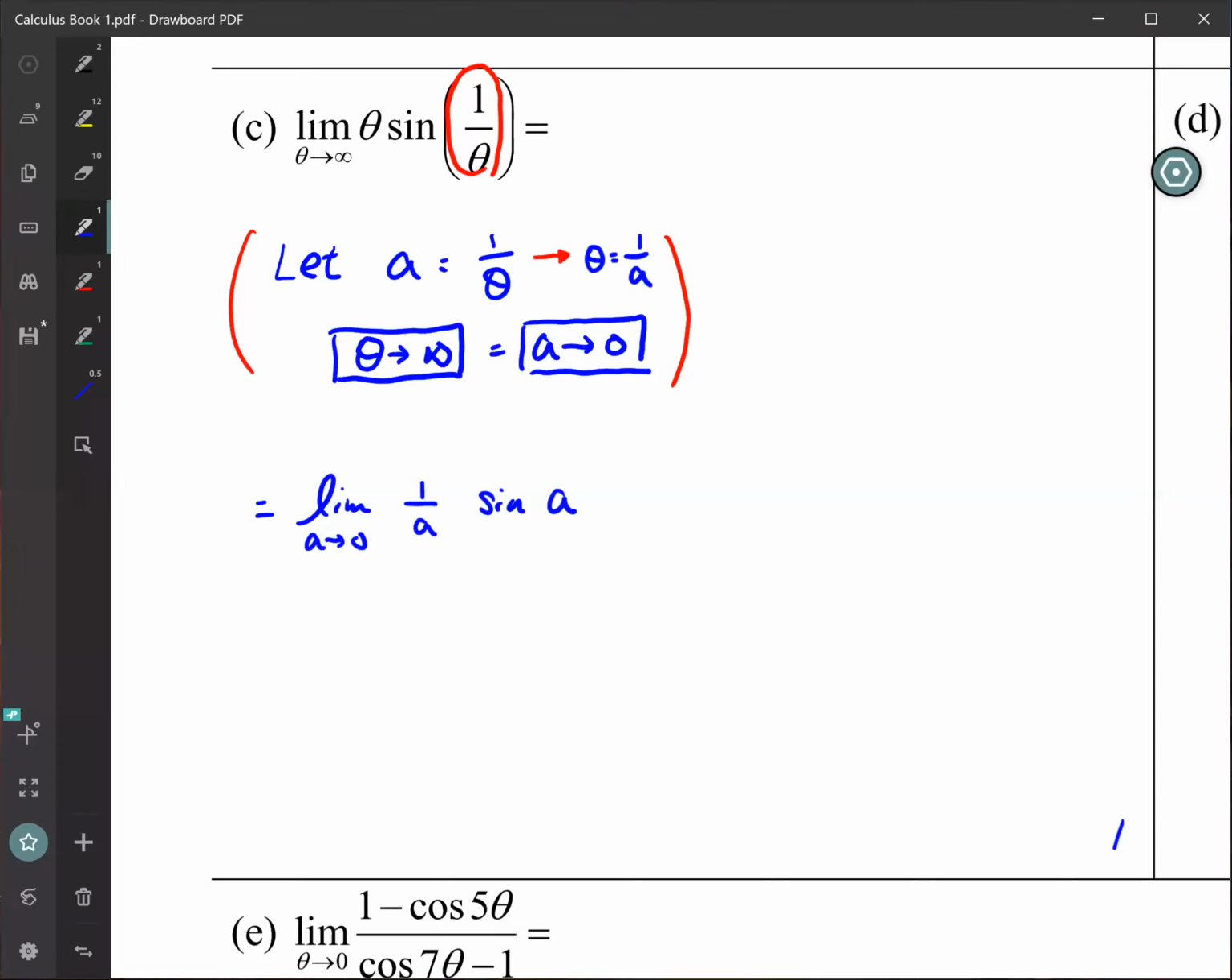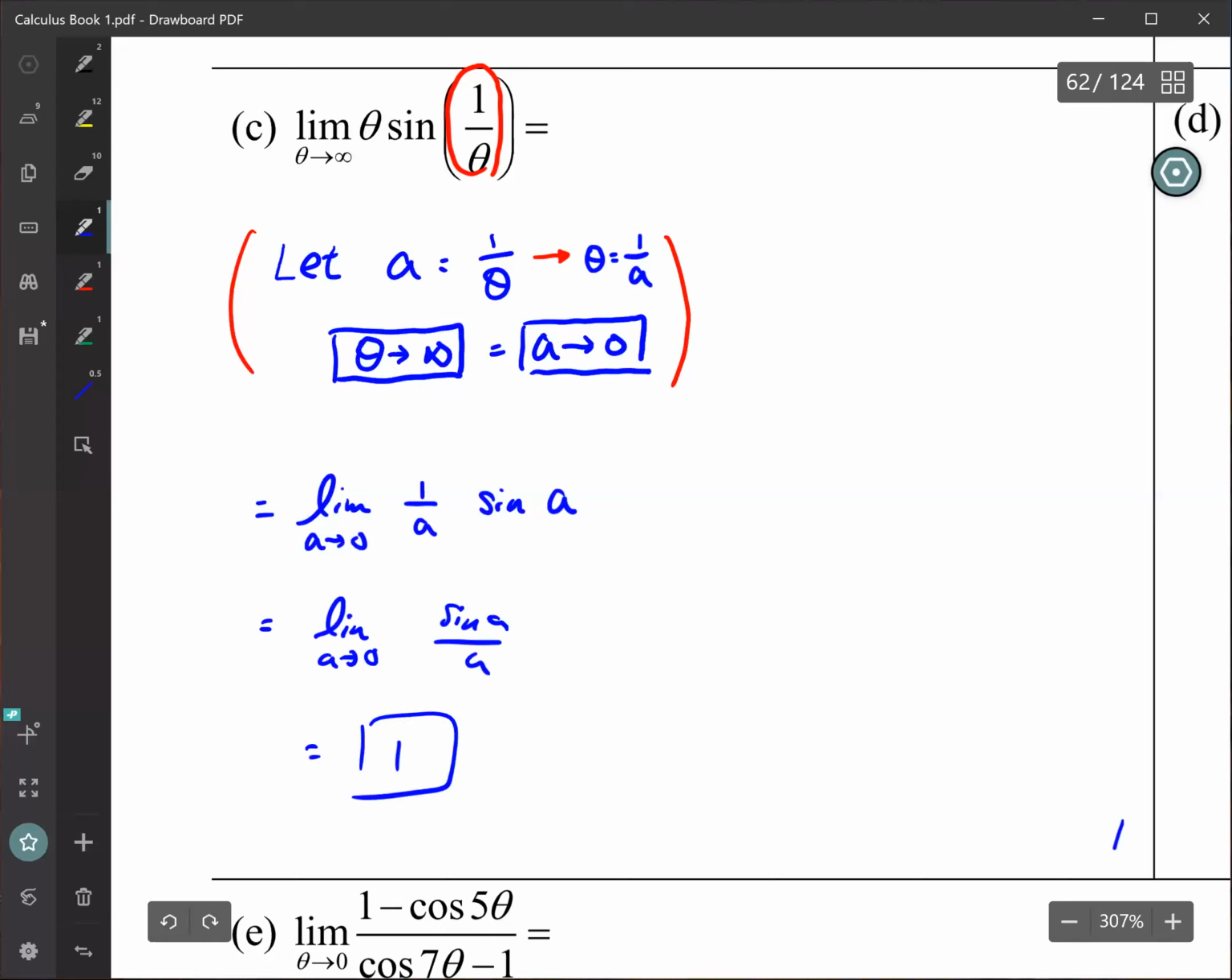Because over here it's pretty clear now, right? We just put them together: sine a over a, so 1. Okay, anyone have a question about this? The unique thing about this question, if you see this at school, is that you need to think about how to make the identity useful. Then you can do substitution. So this is the key step.